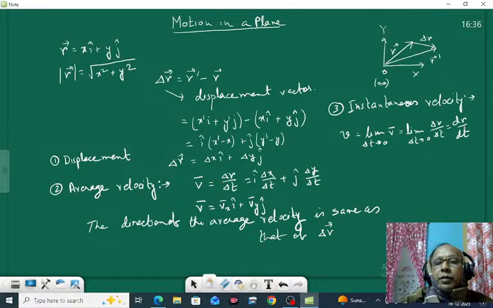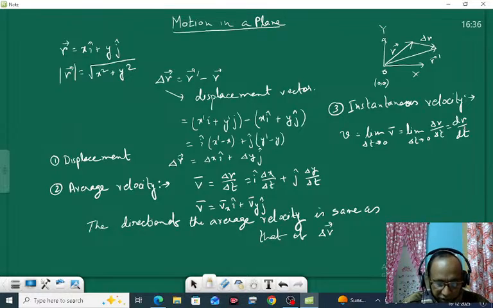That is differentiation of position vector with respect to time. So you can say that instantaneous velocity is given by the limiting value of the average velocity as the time interval approaches 0, that is dr by dt, right?